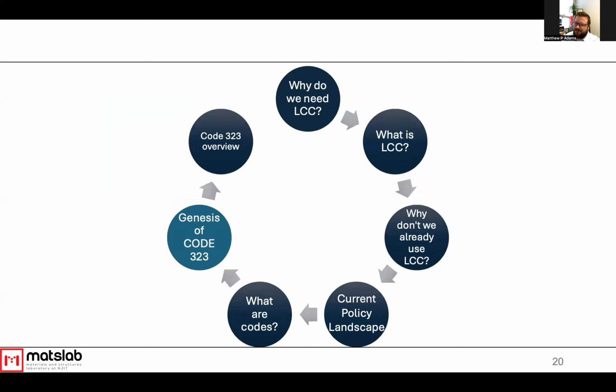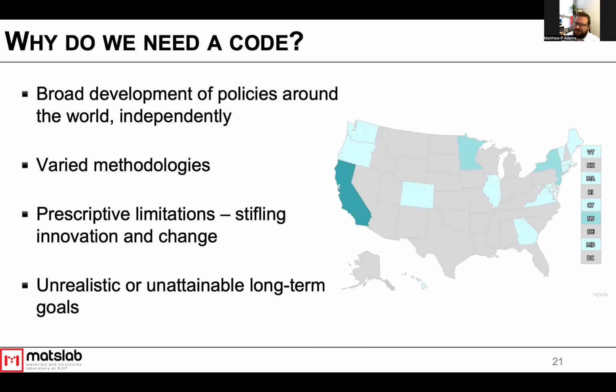In terms of Code 323, why did we develop the low carbon concrete code? Really, we needed to address an issue that was happening here in the US and that I think has really been happening around the world. In lieu of codes being developed, but a need to push forward in terms of requiring reduced embodied carbon, there were a very broad set of policies and requirements set around the country.